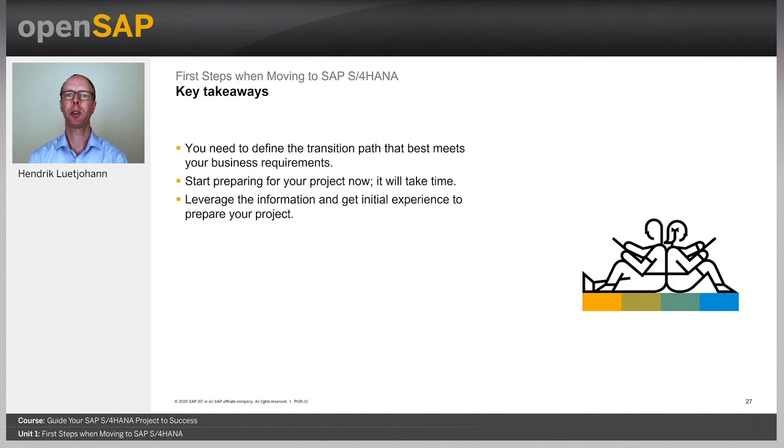I hope you enjoyed this unit. We learned that each transition path has pros and cons. Make sure you select the transition path that best meets your business requirements. Keep in mind that the preparation of project tasks takes time. It will take time to prepare, and it might be required to run pre-projects. At least start preparing. A large number of customers have already moved to SAP S4HANA. Leverage their experience when preparing for your project.